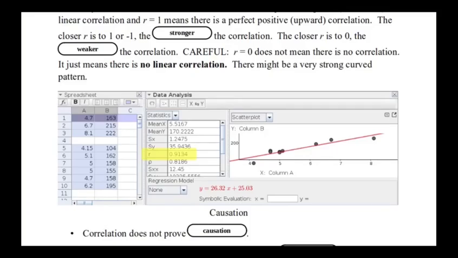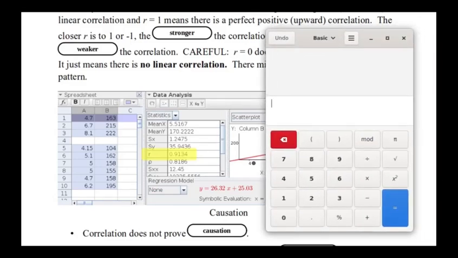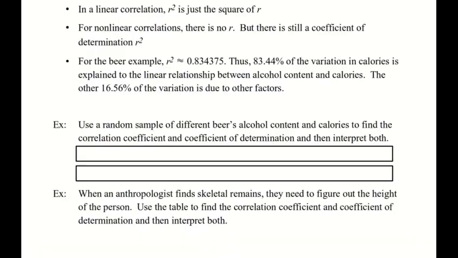Looking back at the beer example, we can see that r is 0.9134. So in our calculator, we can simply take 0.9134 and square it to get r squared. Thus, r squared is 0.83429956. Thus, about 83% of the variation in the calories in beer is explained by the linear relationship between alcohol content and calories. The other 16% of the variation is due to other factors.